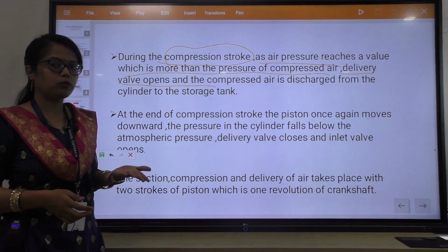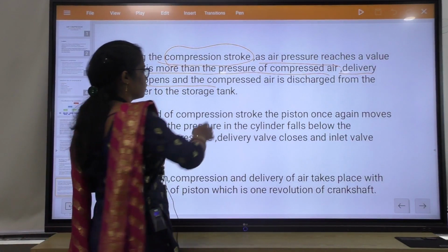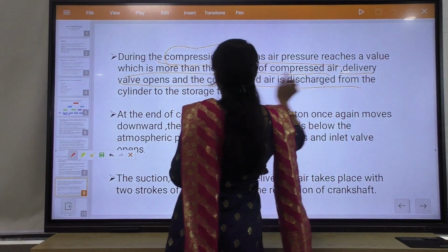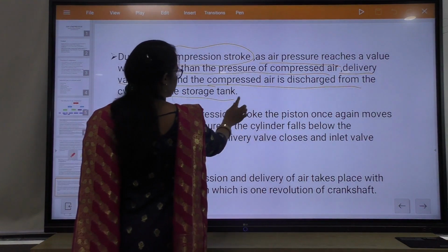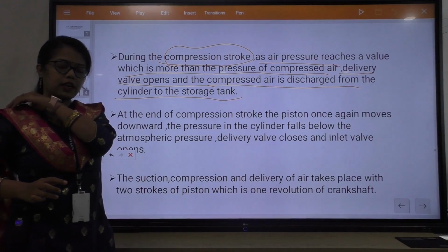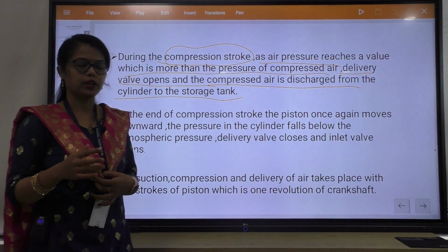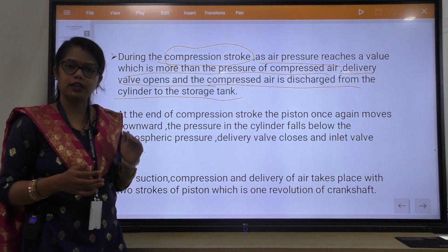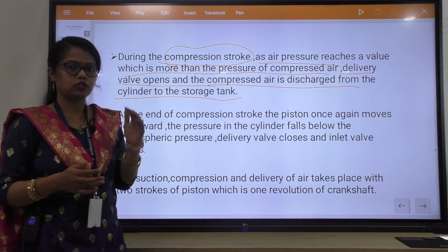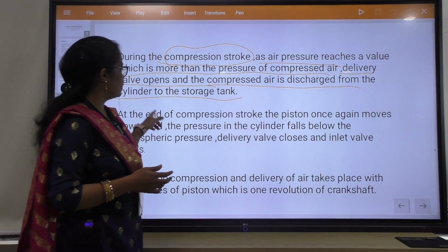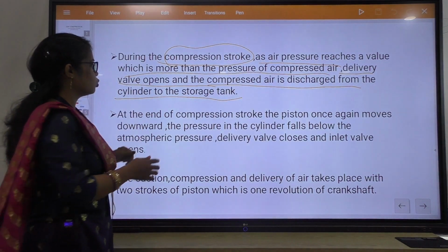When the delivery valve opens, what will happen? The compressed air is discharged from the cylinder to the storage tank. That means the compressed air inside the cylinder, which is at a very high pressure, will be discharged from the cylinder to the storage tank.